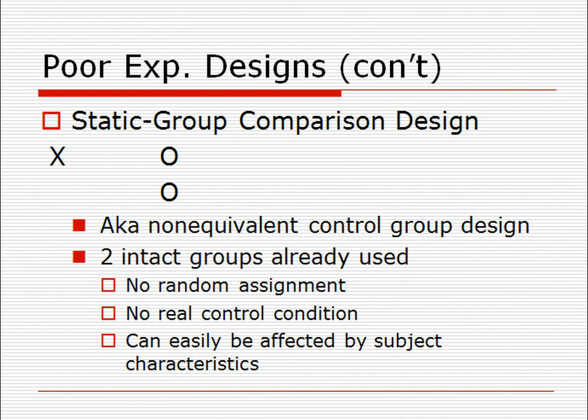So static group comparison designs, non-equivalent control group. I know that sounds like a lot of mumbo jumbo, but this is very similar to what some of us are going to do. Again, I don't like to call it poor, it's just non-experimental. We're using two intact groups. So that is what we're already using. We don't have a random assignment. We don't have a control condition. And so this can be affected by subject characteristics.